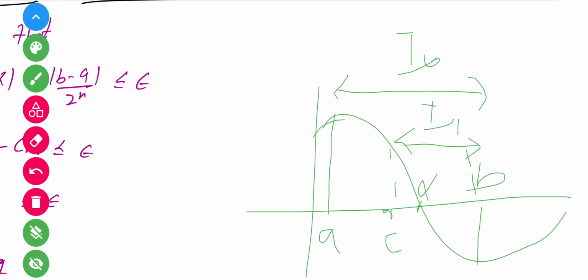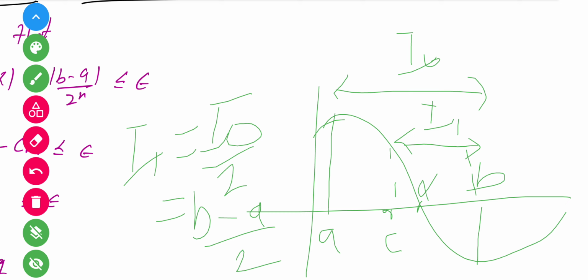Okay, so this is I0 and this is I1. So we can write I0 as... sorry, not I1, it is I0. I0 is (B minus A) divided by 2. In that way we can write that IN is (B minus A) divided by 2 to the power n, right? So we can write this kind of thing, right?